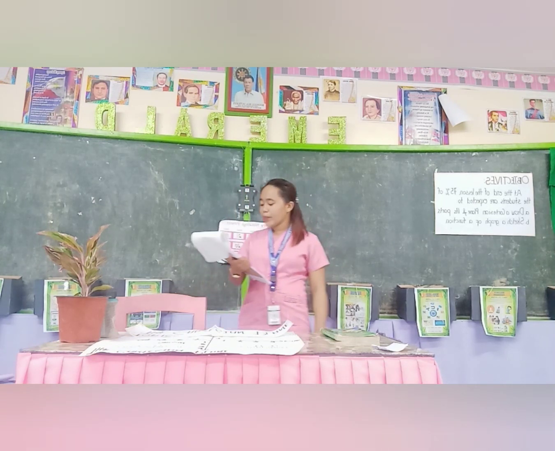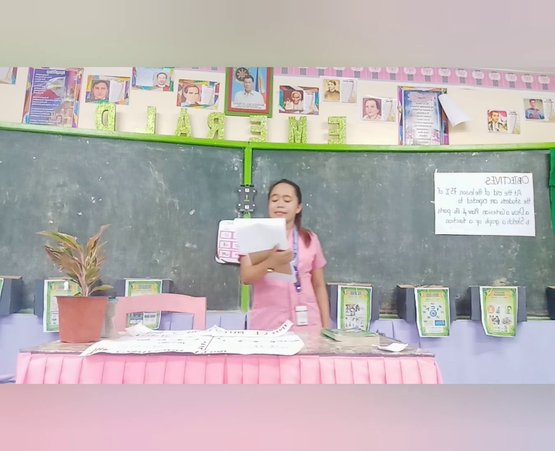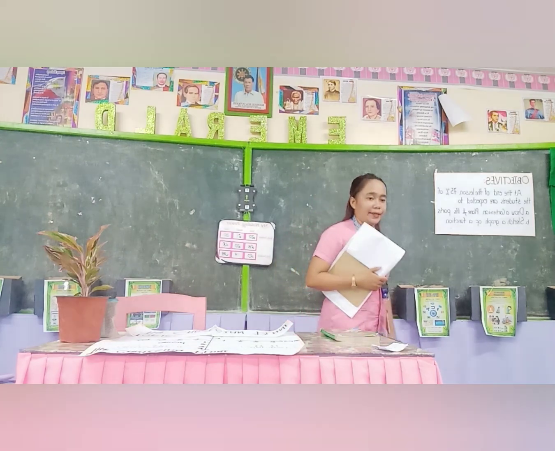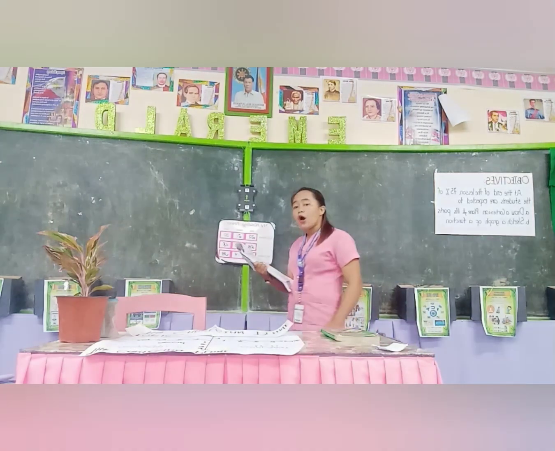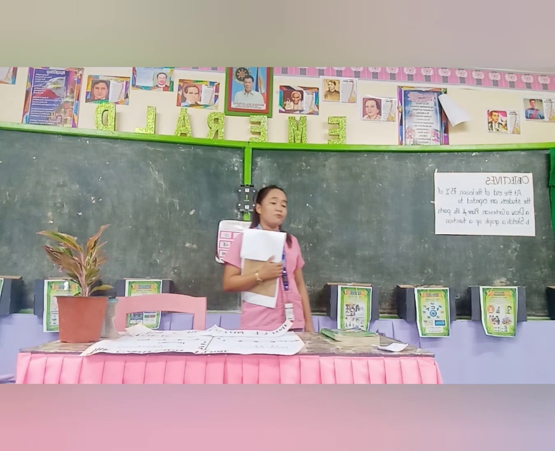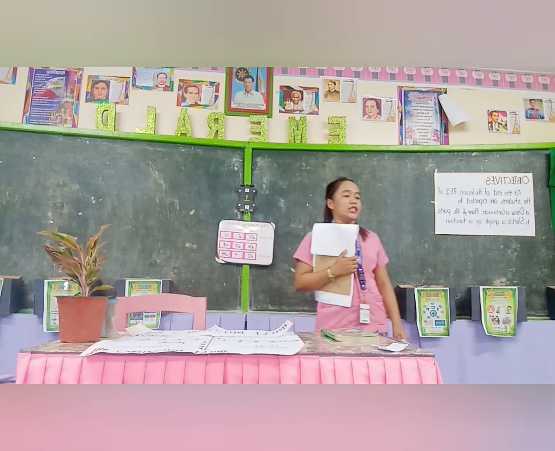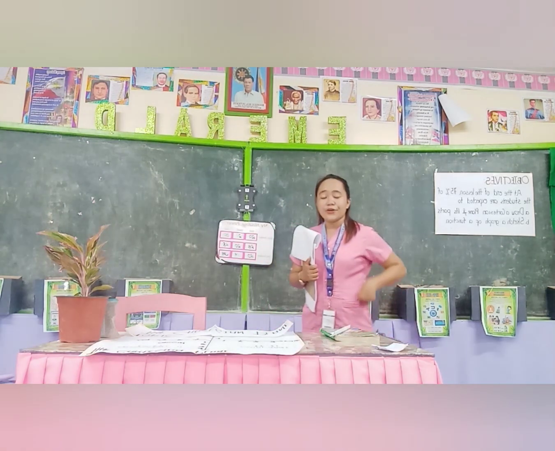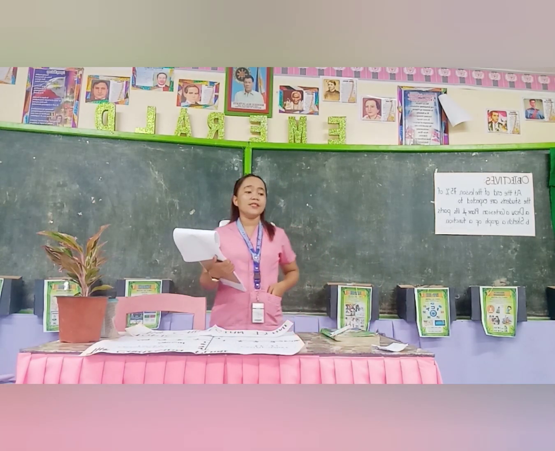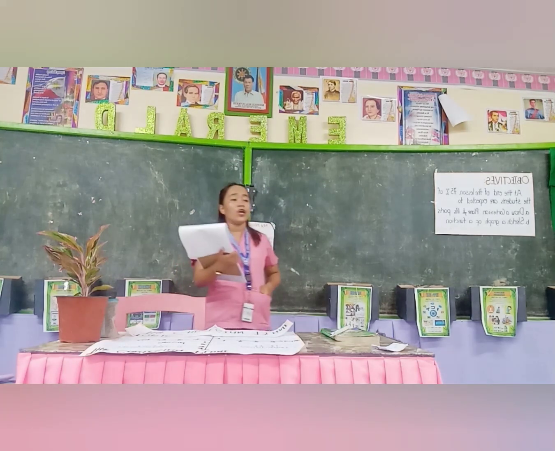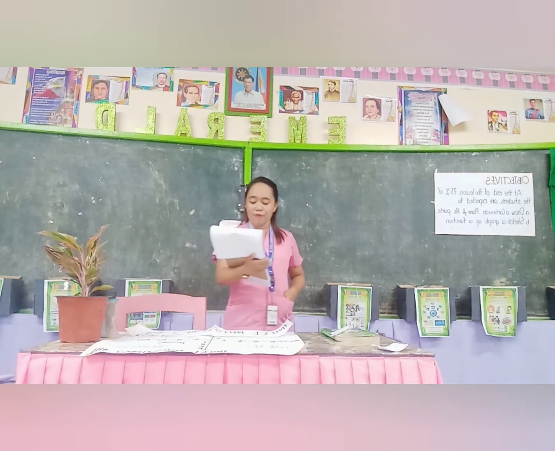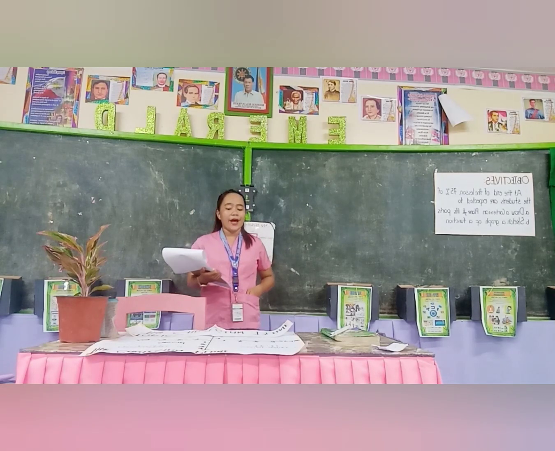Number 4. René Descartes was a blank mathematician who named the Cartesian plane. Again, René Descartes was a blank mathematician who named the Cartesian plane. 1, 2, 3, 4, 5. The correct answer is French. René Descartes was a French mathematician who named the Cartesian plane. Very good.